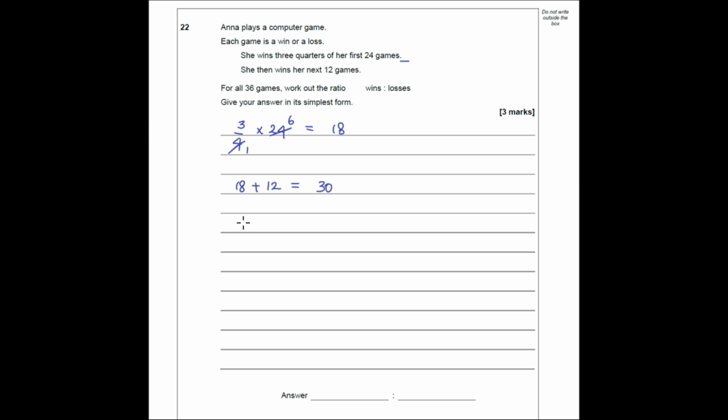And now how many games has she lost? She played 36 games. 36, take away the number she has won, which is 30, so it is 6. 6 losses and 30 wins. Now the question is the ratio between the wins and the losses. That is 30 by 6, and we can simplify it because you have to make it the simplest form. So divide each number by 6, you get 5 here, you get 1 here, so it is 5 by 1.